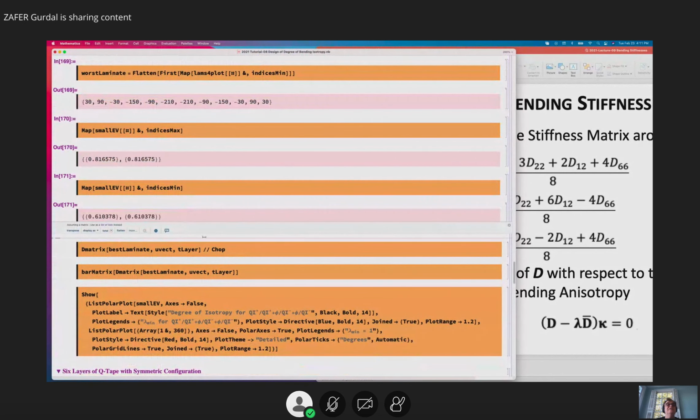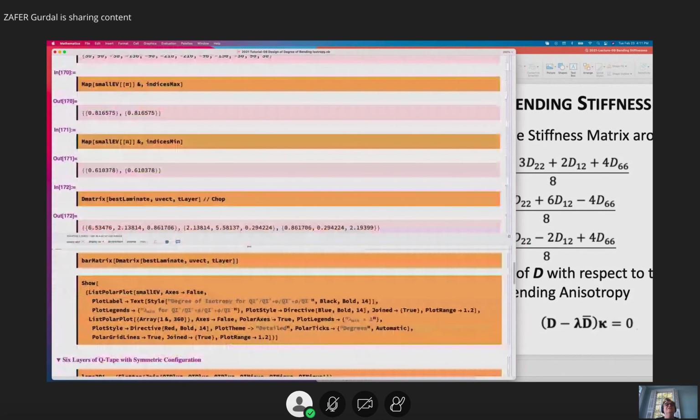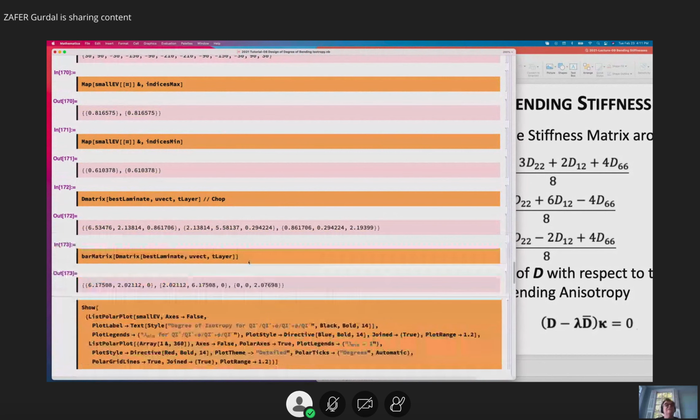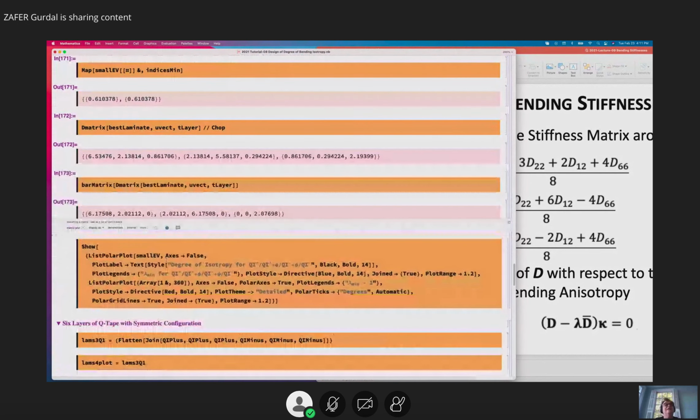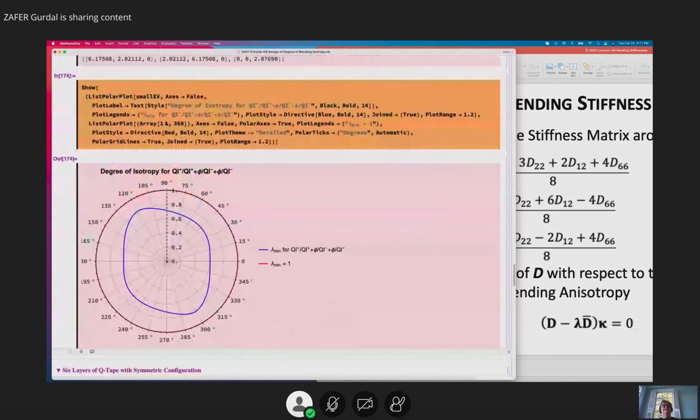Very substantial increase. This is the D matrix, and you can see D11 is getting close to D22 here, 5.5, 6.5. This is the bar matrix, and this shows the plot. As you can see, although it's not completely a circle, this layup here is much better than the two of them. Rotate. So mid-planes are rotated.